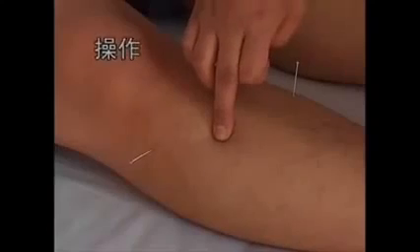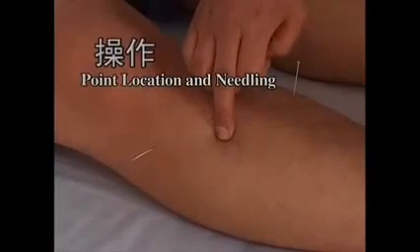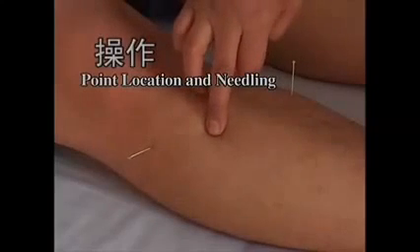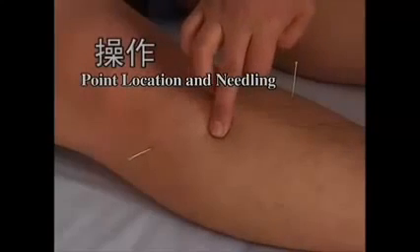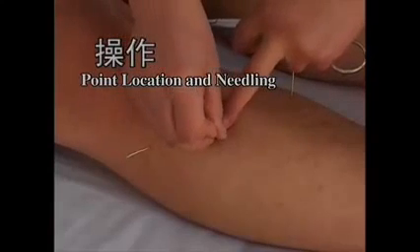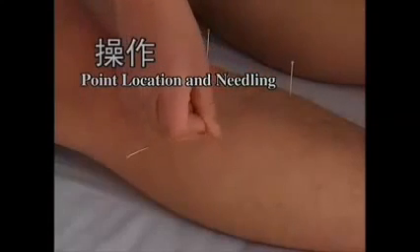Stomach 36 is 3 cun below stomach 35, 1 finger breadth lateral to the anterior crest of the tibia. Locate the point with the knee flexed or in a prone position. Needle the point perpendicularly 0.5 to 1.5 cun.